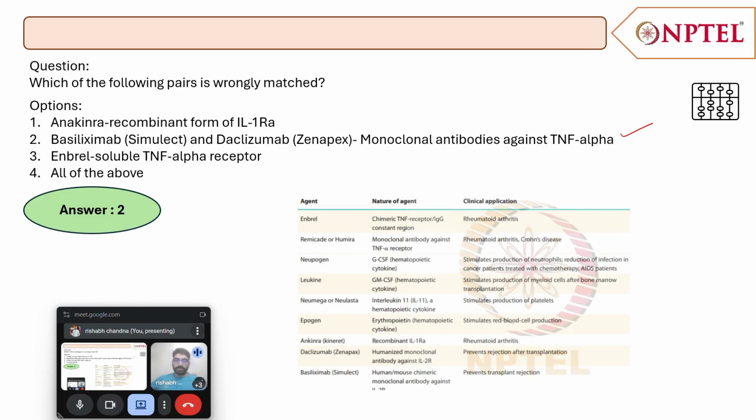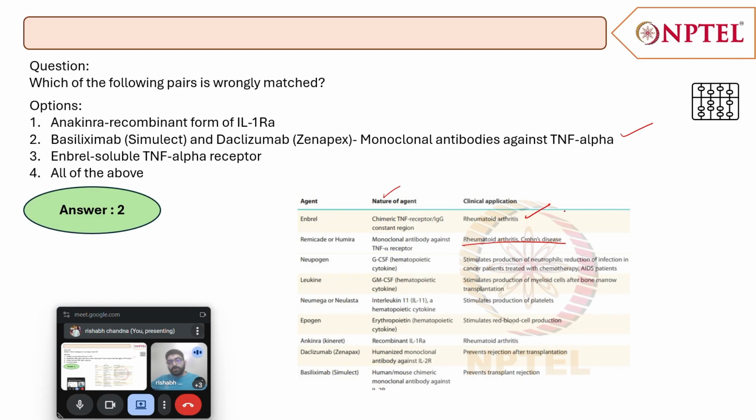Okay, so here are the agents that actually have a clinical application. For example, we have the agent name, then the nature of the agent. So this is Enbrel, that is chimeric TNF receptor on IgG constant region, that is used for rheumatoid arthritis. Then we have Remicade or Humira, that is monoclonal antibodies against TNF alpha, so that is also used for curing rheumatoid arthritis and Crohn's disease.